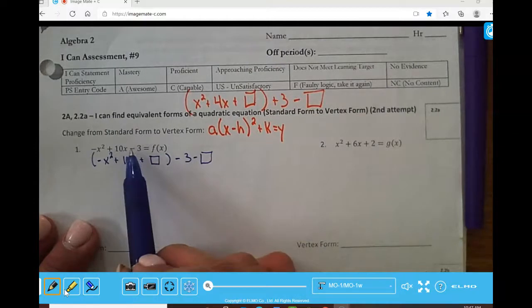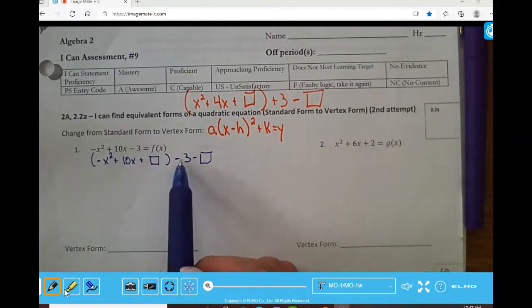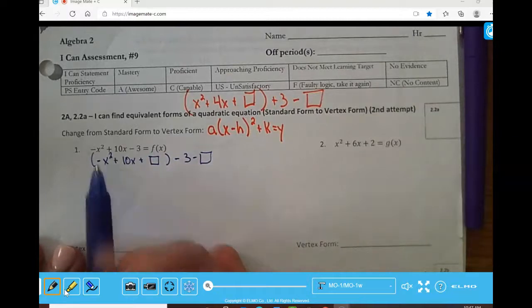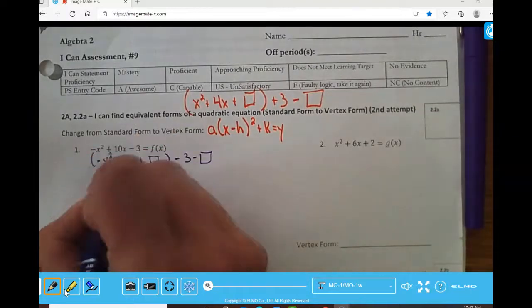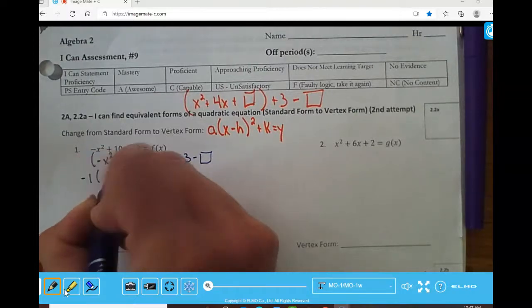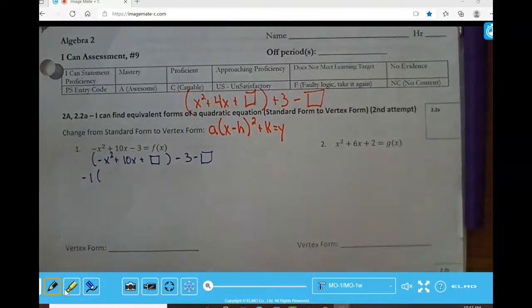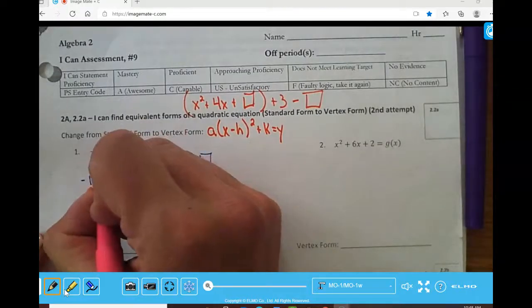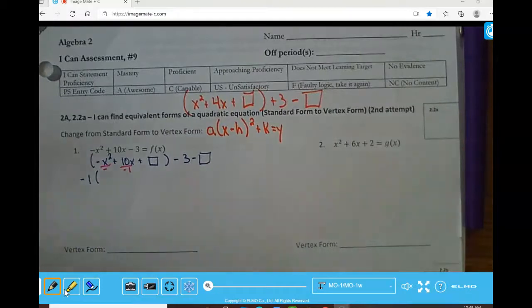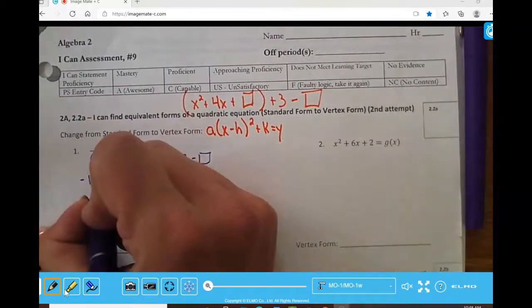And make sure that you're keeping this -3. Every now and then I get some people change it to +3. But now we don't complete the square unless it's x squared. So whatever's in front always factors something out. So here we'll take out the negative, or maybe you want to take out a -1, which means when you go here, you're actually dividing everything here by that negative or that -1. So when you do that, this just becomes x squared.